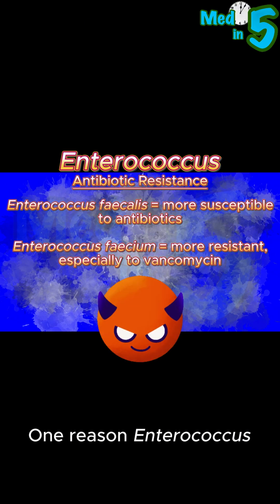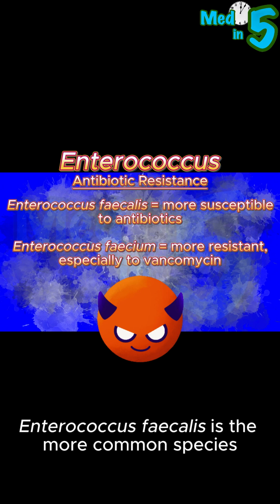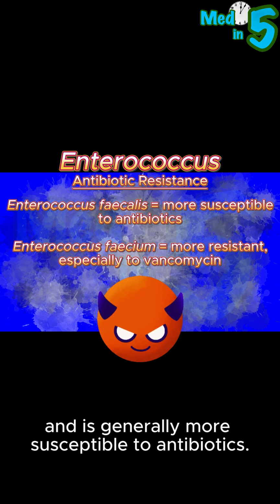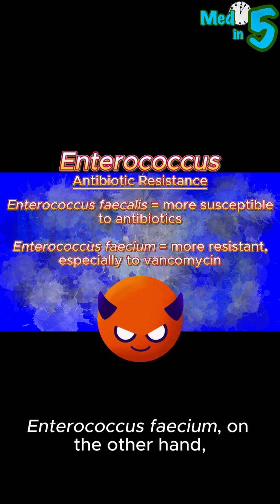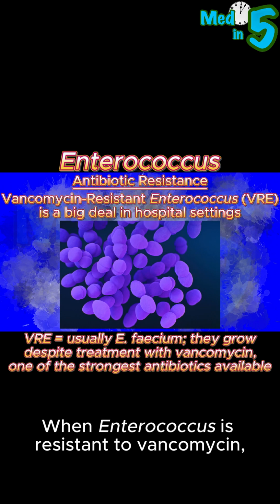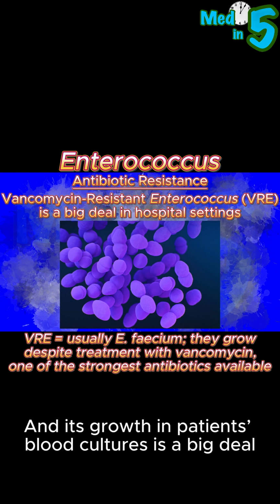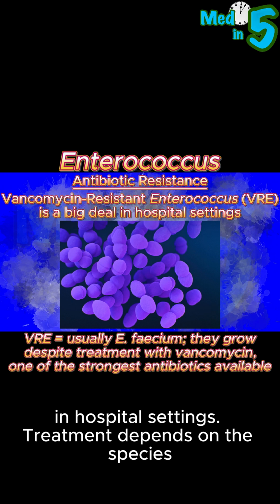One reason Enterococcus gets so much attention is its resistance. Enterococcus faecalis is the more common species and is generally more susceptible to antibiotics. Enterococcus faecium, on the other hand, is much more resistant, especially to vancomycin. When Enterococcus is resistant to vancomycin, it's labeled Vancomycin-Resistant Enterococcus, or VRE. And its growth in patients' blood cultures is a big deal in hospital settings.